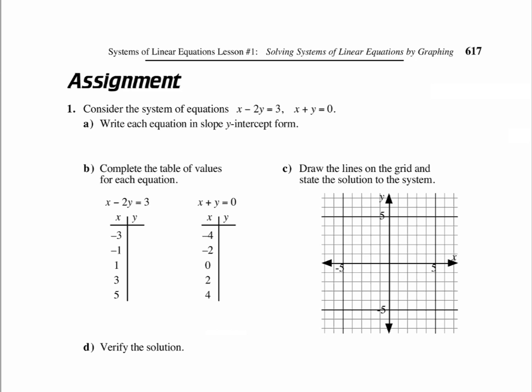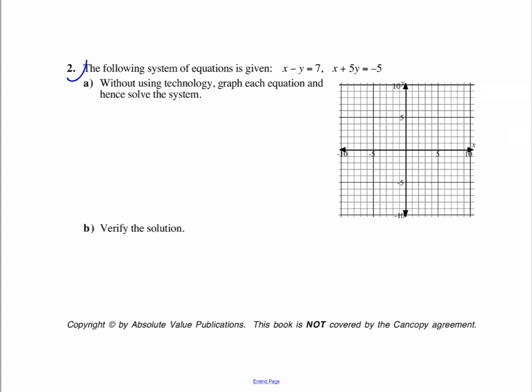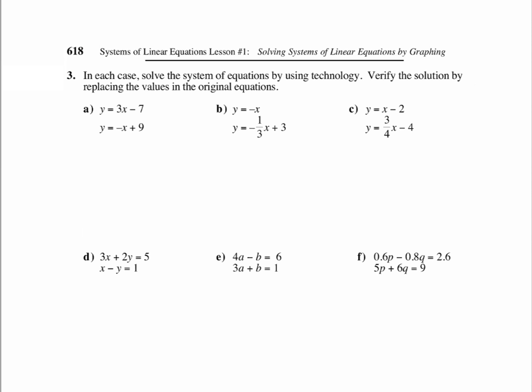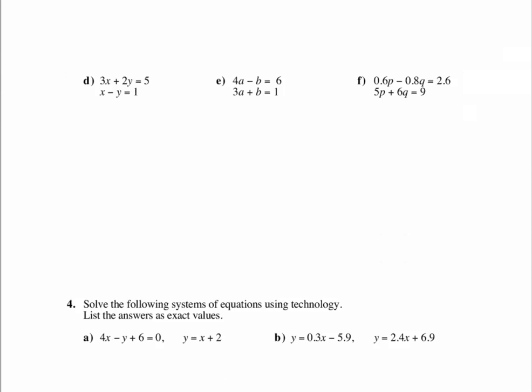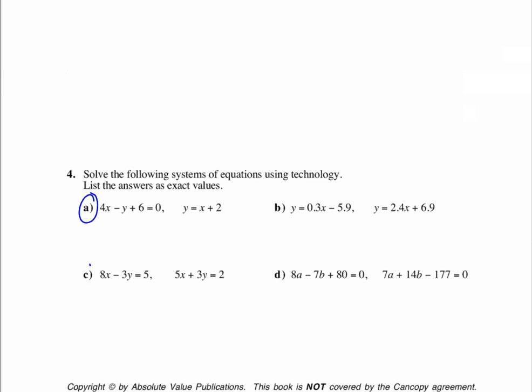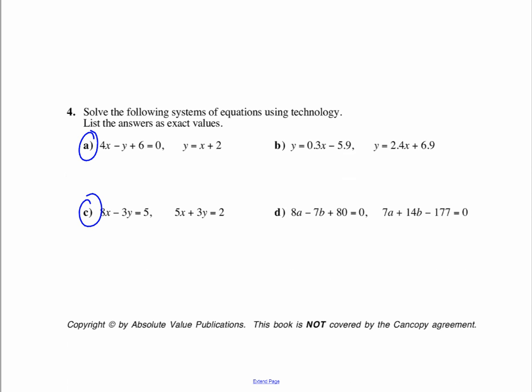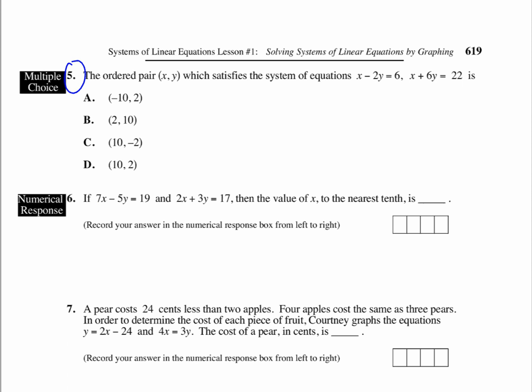Circle the following. Number 2, then 3A and C, 4A and C, 5, 6, and 7. And then your handout. Specifically, the part of the handout that I really want you to do is practice writing those systems of equations, the word problems. Okay?